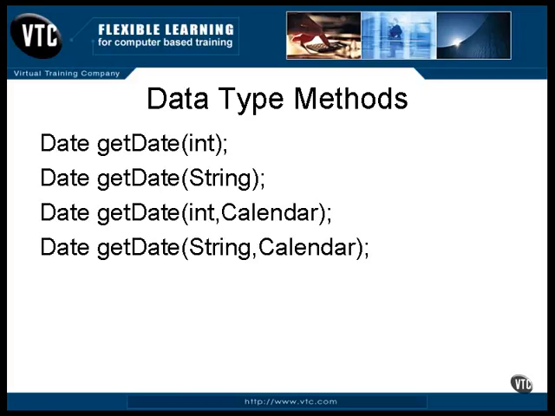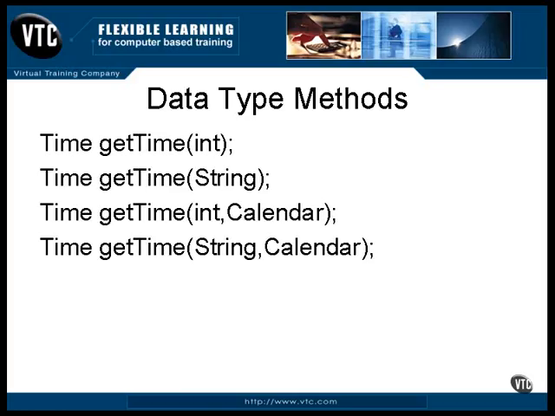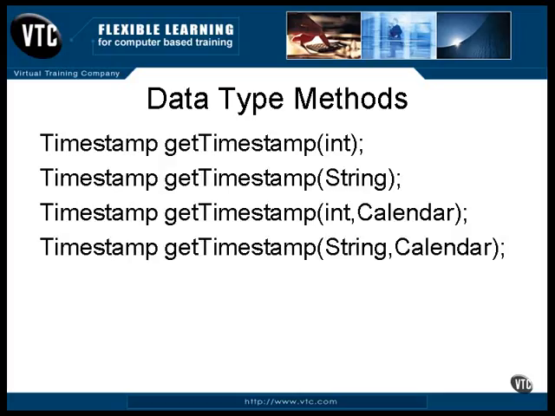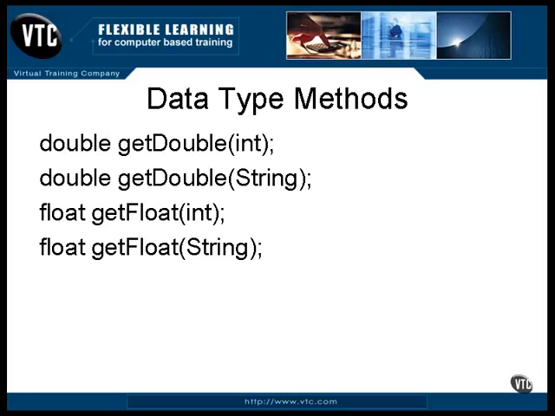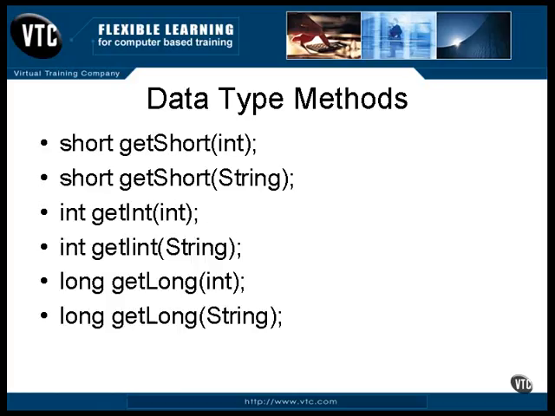These methods retrieve date and time information. If the calendar object is included, it's used to provide such things as millisecond data and time zone information because some databases don't store that with their data types. You can do the same thing with a time object, and you can do the same thing with a timestamp object. Now, these methods return values as real numbers. A double is a 64-bit real number, and a float is a 32-bit real number. These methods return the values as integers. A short is 16 bits, an int 32 bits, and a long is 64 bits.